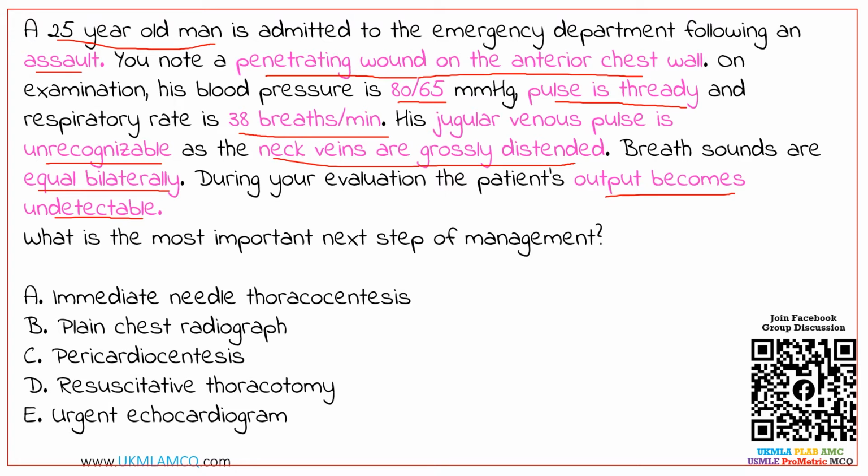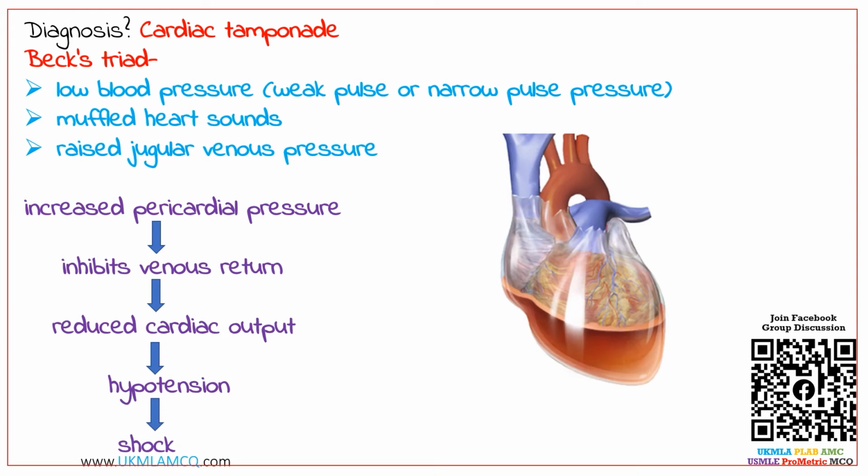Here the patient is hypotensive, his pulse is thready, and he has an increased respiratory rate. Also JVP is unrecognizable and neck veins are distended. So after identifying these keywords, you can come to the diagnosis and it's very straightforward. The diagnosis here is cardiac tamponade. So this patient is suffering from cardiac tamponade.